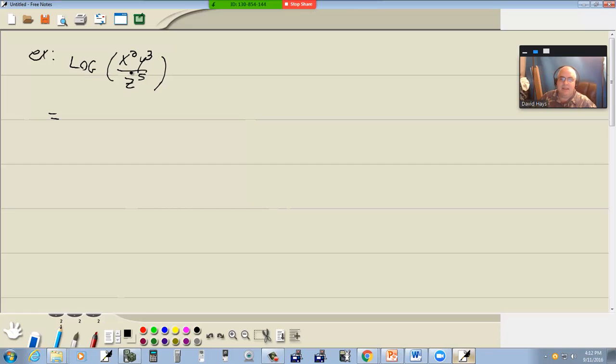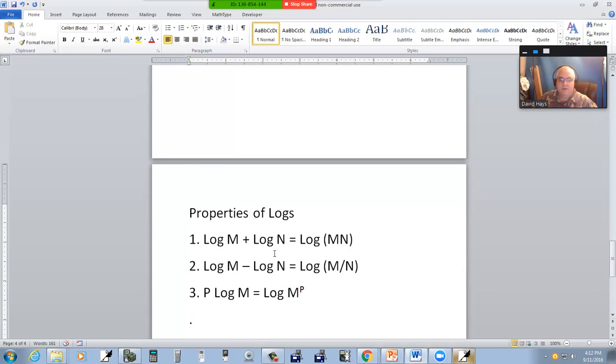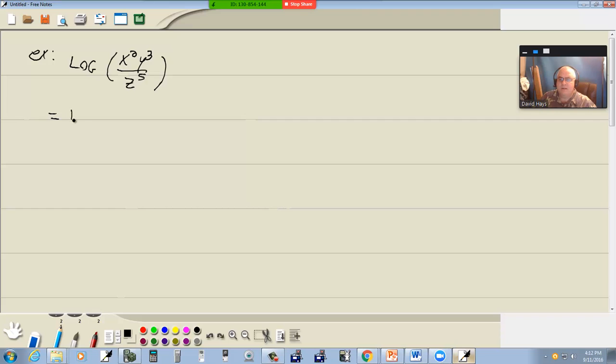When I say the main thing, I'm talking about what would use everything. And that'd be division: top part divided by the bottom part. That would use everything. Well, division from property 2 becomes subtraction. So this can become log x squared y to the third minus log z to the fifth.